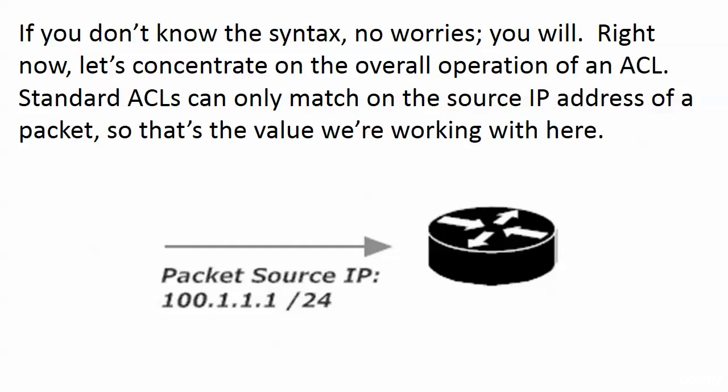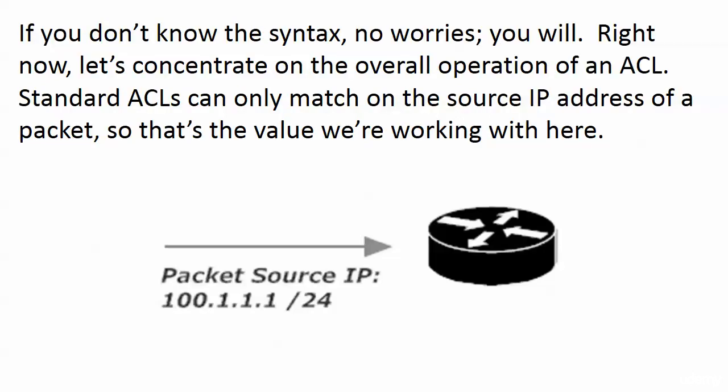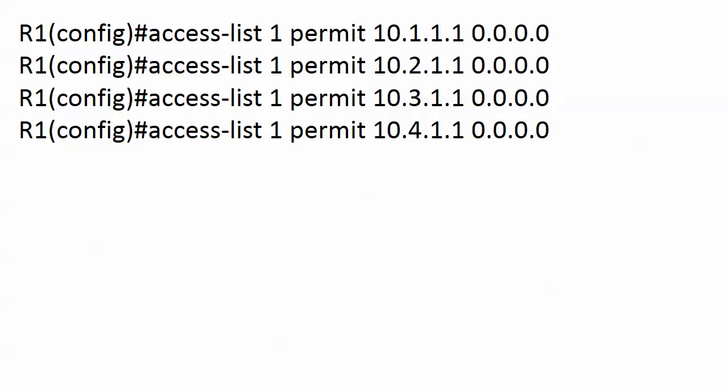Well, that's where the implicit deny comes in, because here we have a standard ACL. And one thing about standard ACLs, I'll get a little ahead of ourselves here, they can only match on the source IP address of a packet. That's it. It's very standard. We don't have a whole lot of options here. So again, the first line matches a packet with a source IP address of 10.1.1.1, second line 10.2.1.1, and so forth. So let's say we apply it to an interface on this router, and the packet coming in has a source IP address of 100.1.1.1/24. Well, there's no way that a packet with that address is going to match any of these four lines.